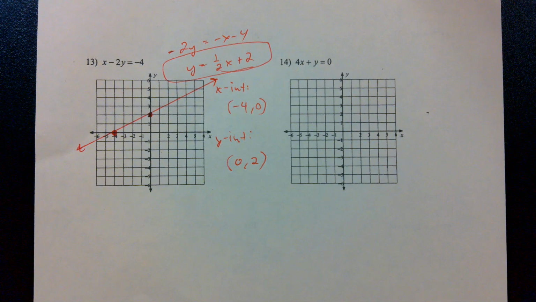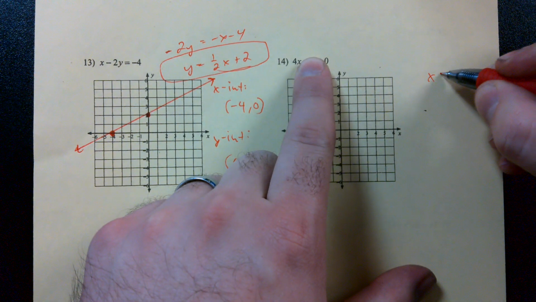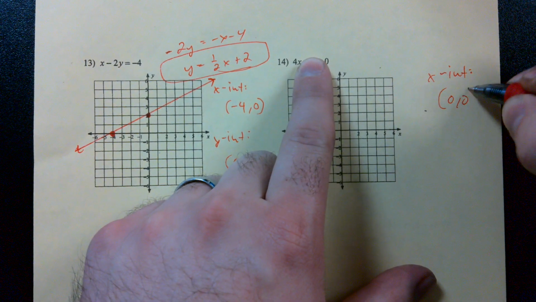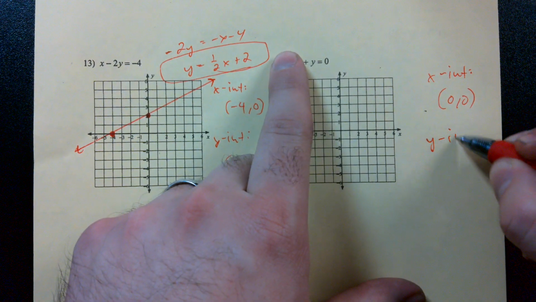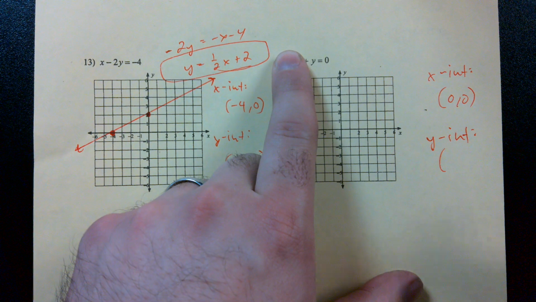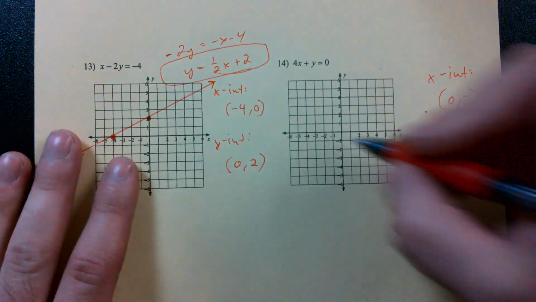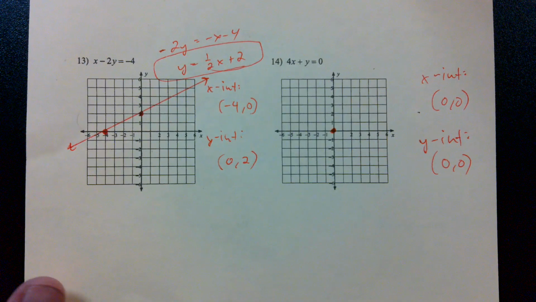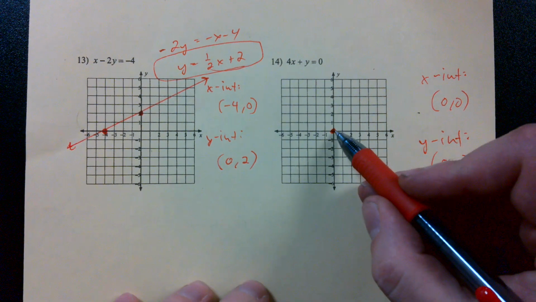Now, number 14. Is doing my intercept method here going to work? No. Why not? Because if you're doing the x-intercept, 4x equals 0. I don't think that's gonna work. Okay, so my x-intercept would be 0, 0. What would my y-intercept be? If I cover up the x, what do I see? I see y equals 0, right? So my y-intercept is 0, 0. Can I make a line with just 1 point? No. You need 2 points to make a line. I can't make a line through this 1 point.